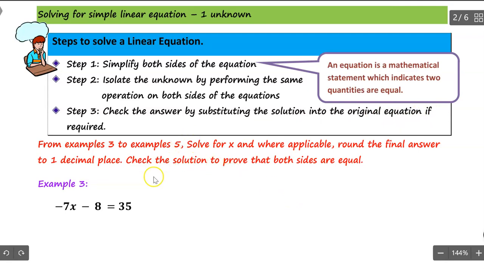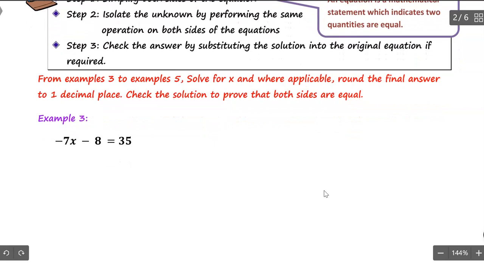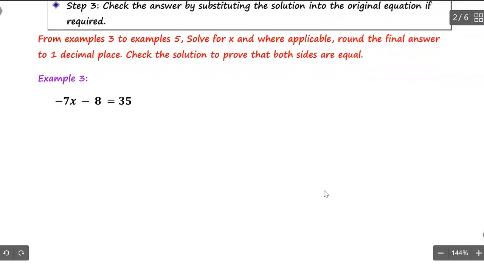So in the remaining topic, I will ask everyone to work from example 3 to example 5, solve for x, where applicable, round the final answer to one decimal place, and check the solution to prove that both sides are equal. If our answer is in fraction, then we need to keep it in fraction in order to check. Alright, so let's start with this.